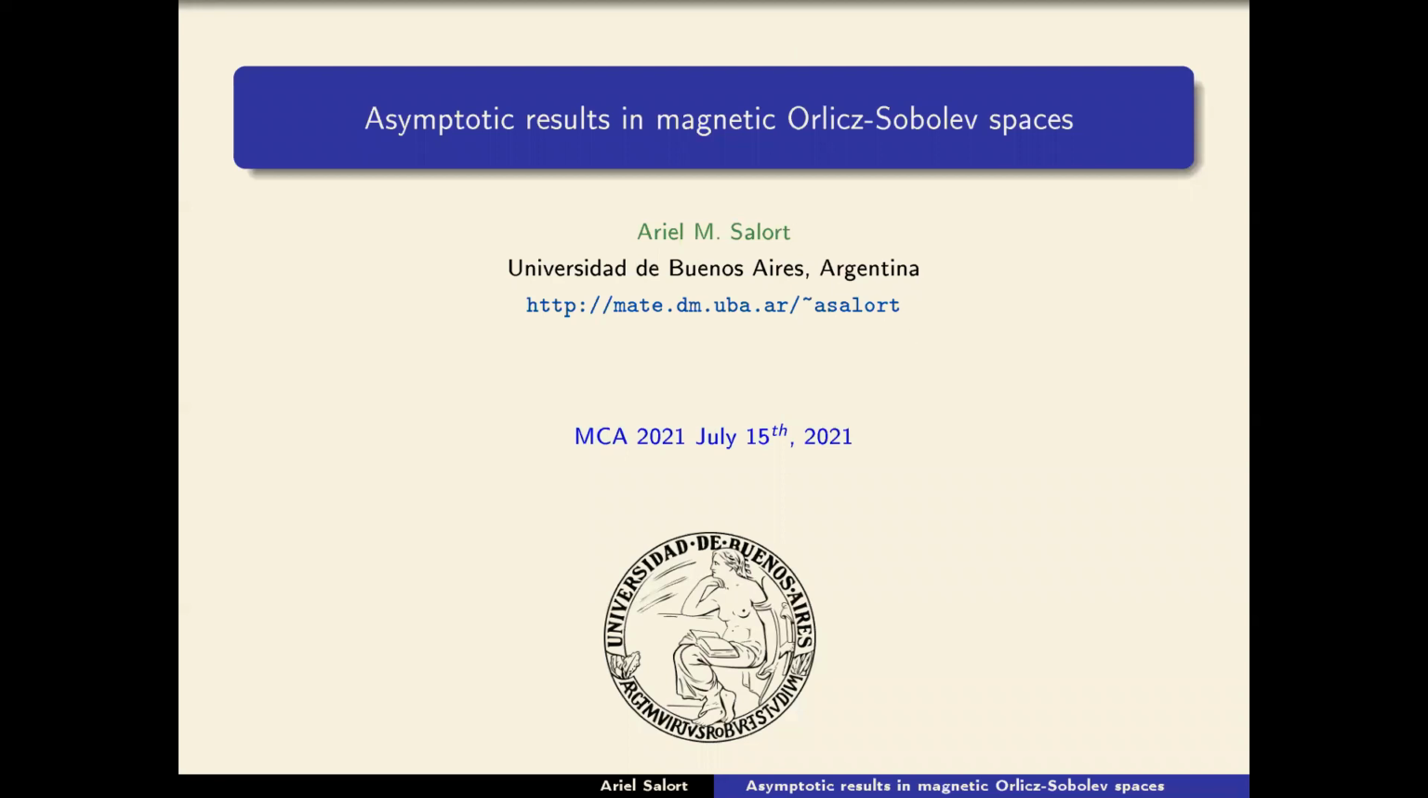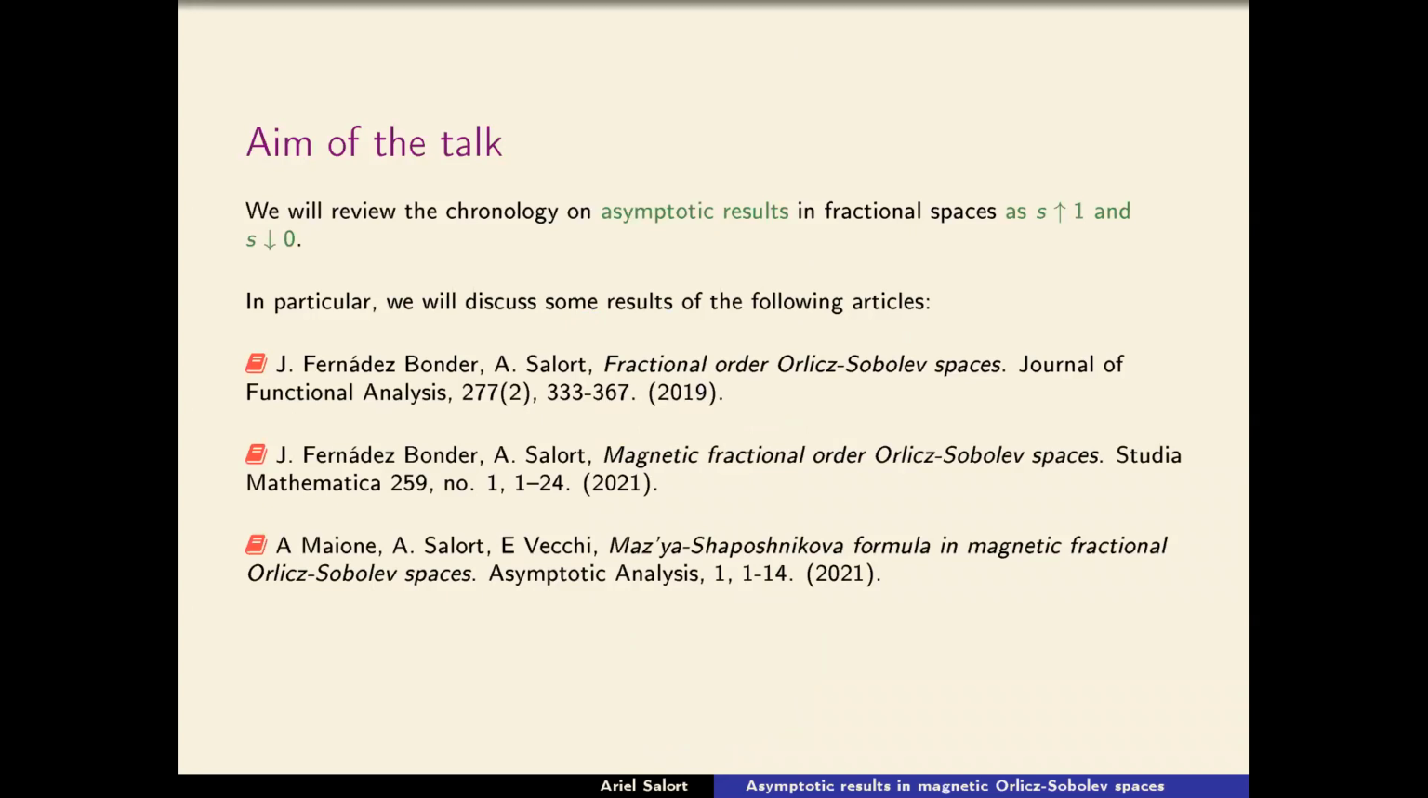Okay, thank you. In this talk, I want to share with you some results from the bibliography about asymptotic results for fractional spaces, in the limit cases when s, which is the fractional parameter, goes to the limit cases 0 and 1. Then I want to introduce some possible generalizations of these kinds of spaces, more precisely, the magnetic version of the fractional spaces. I want to share with you some results about these three papers.